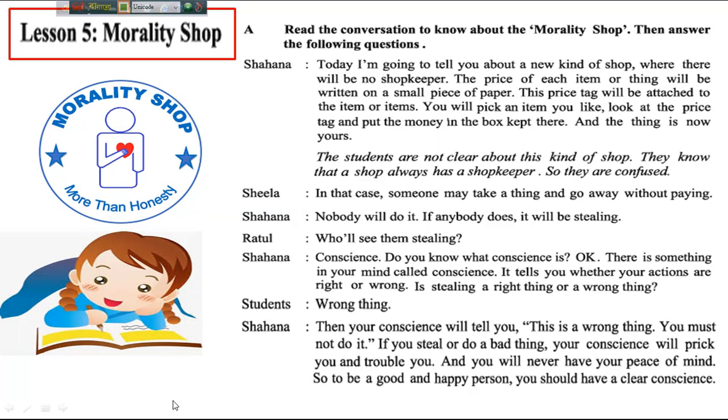I think you all have understood that this conscience is very important for anyone. Actually, without it, you can't enjoy your mental peace. So we all should have a clear conscience to lead a happy life. I think all of you have understood this.